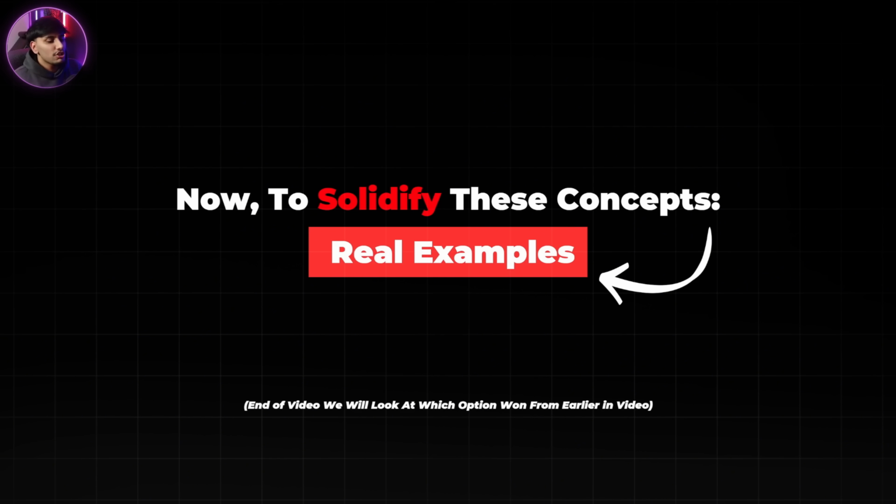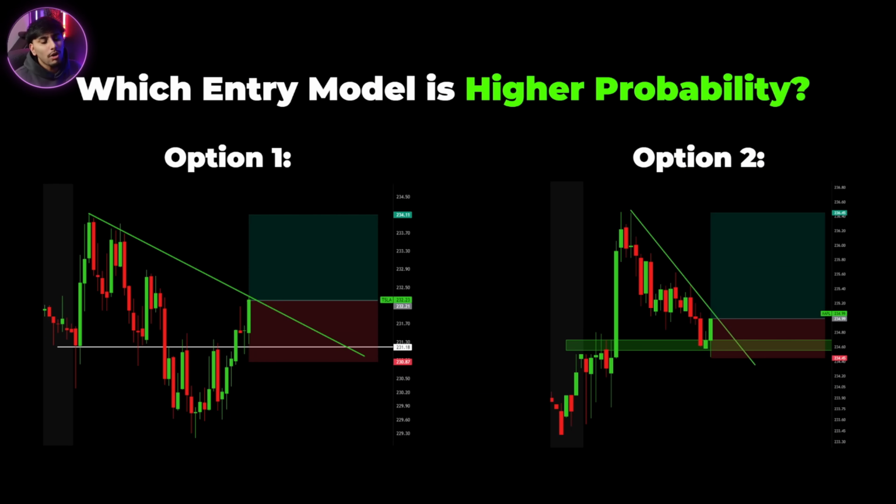So now I'm going to show you real live examples of me using these concepts in real time to get sniper entries. And then after these examples, these 2 options that I asked you to rate in the beginning of the video, which one you believe is the highest probability entry model, we'll come back to these 2 trades after the live examples, and you'll really be able to identify which one was the highest probability entry model. And I'll show you exactly what happened on both of these options.